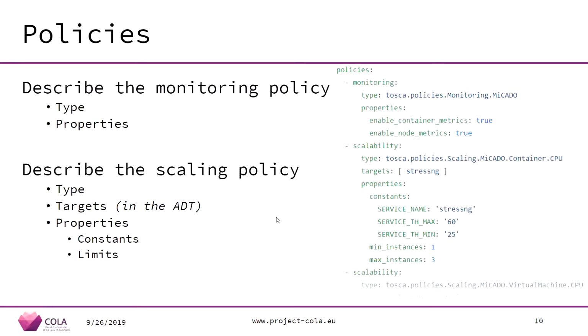And then we can describe monitoring policies. This is where we're describing the ways in which we're going to monitor the application. We can describe container metrics and node metrics, but we can also use third-party Prometheus exporters, which we can describe here as well. And we can also describe the scaling policy here. So we can describe some constants. We've got a threshold max, which is what we're going to be using in the actual scaling policy.